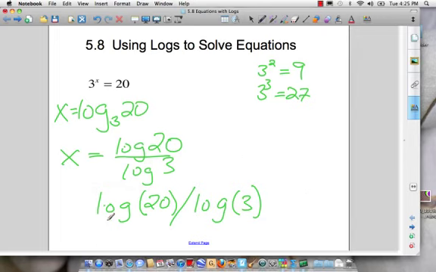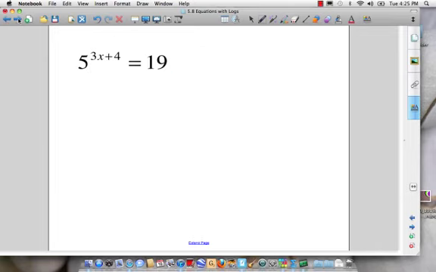Okay, well, what happens if the equation is a little bit more involved? This one, for example, the exponent isn't simply x, it's 3x plus 4. And although you could use the same technique that we used in the previous example, there's a more commonly used approach. And that is the following. What I'm going to do is take the logarithm of both sides. So the log of 5 to the power of 3x plus 4 should equal the log of 19.